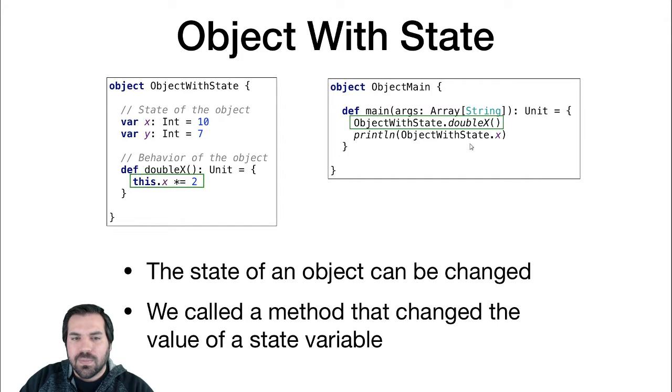And then when we print out object with state.x, we access this x, which is where anyone coming from Java starts panicking and going into a cold sweat. Yes, we are accessing that variable directly, not through a getter. And when we access that x, it's going to have the value 20 because its state has been changed through this method call. Yeah, we can retrieve x right from the main method. That's what we're doing right here. .x, we're just saying, give me the value of the variable x in this object with state object.